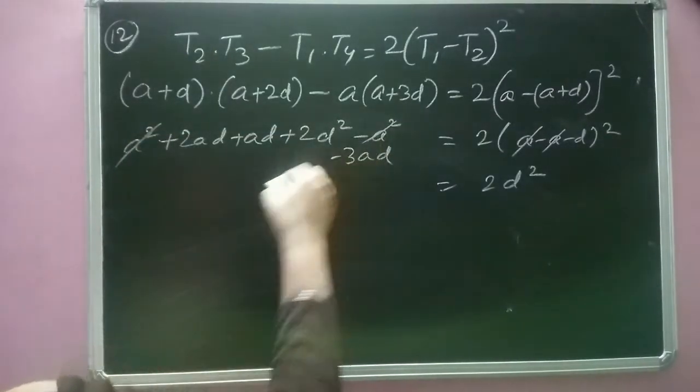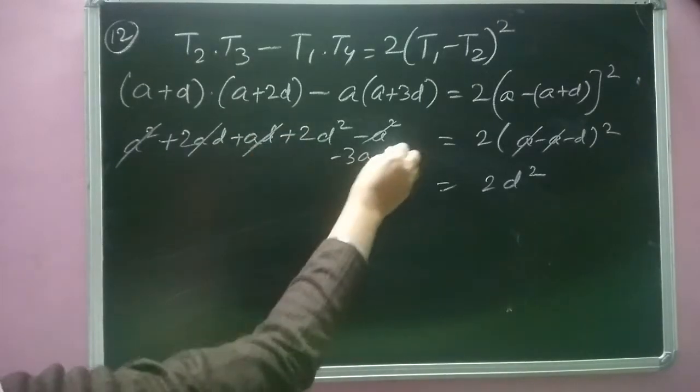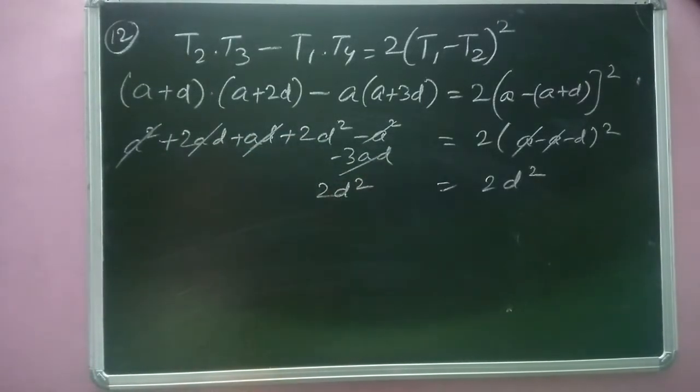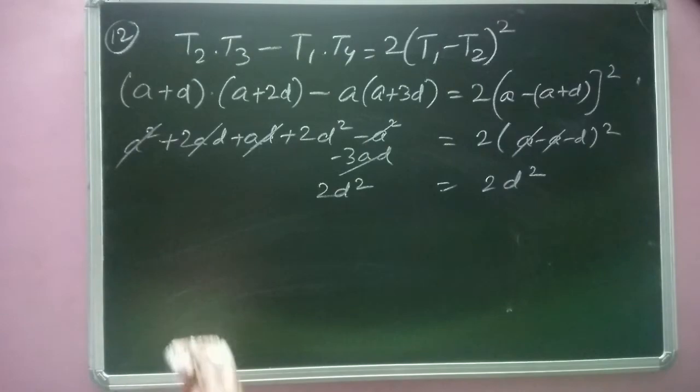So A square and A square get cancelled. 2AD plus AD minus 3AD gets cancelled. So left side also you are getting 2D square. Hence left hand side equals right hand side. So therefore we can say that the difference between the product of the second and third term and the product of first and fourth is equal to twice the square of the difference between first and second. So we have directly used the concept, the terms of the AP, and simplified it.